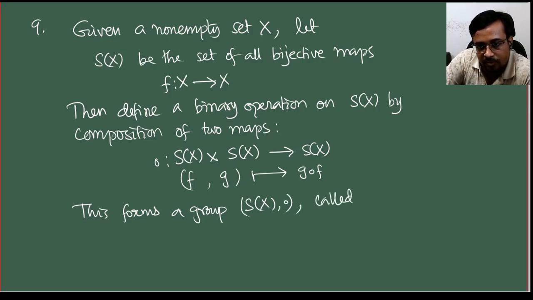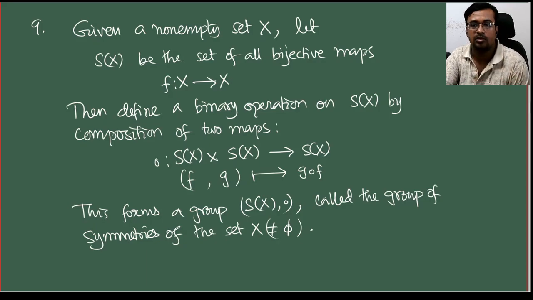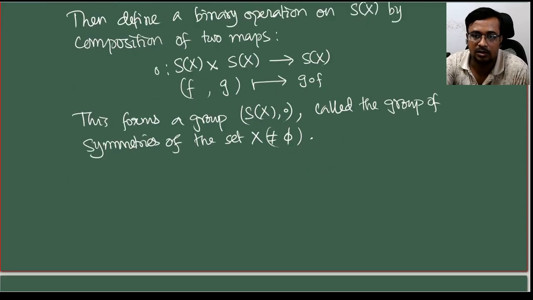It is called the group of symmetries of the set X. So, okay. So let's see a precise example of a group of symmetries on a set.